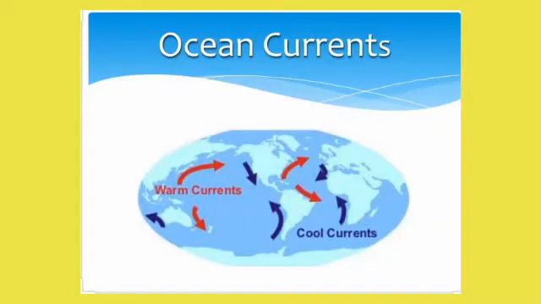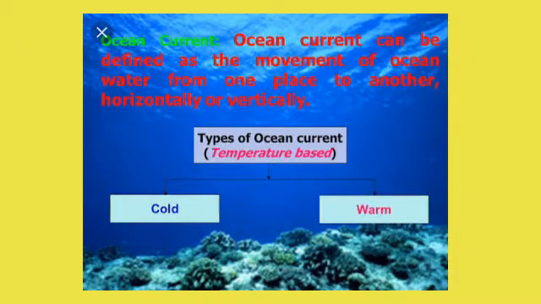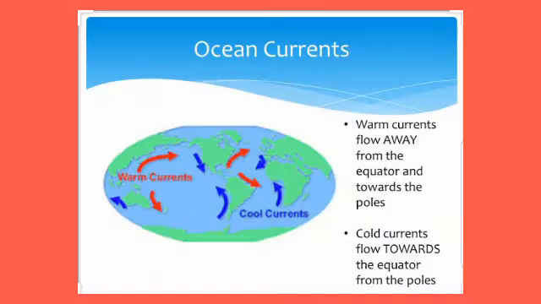Children, now let's learn about ocean currents. Ocean currents can be defined as the movement of ocean water from one place to another, either horizontally or vertically, children. Types of ocean currents: temperature based, cold and warm. Now understand, children, what are warm currents and cold currents. Warm currents flow away from the equator and towards the poles. Cold currents flow towards the equator from the poles.